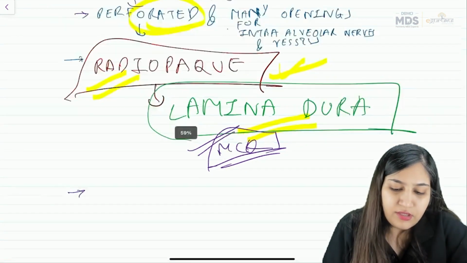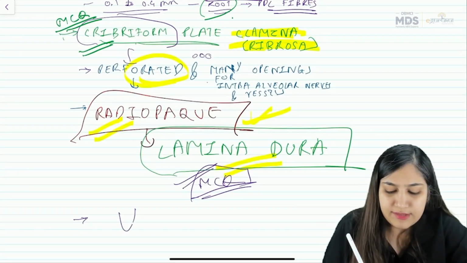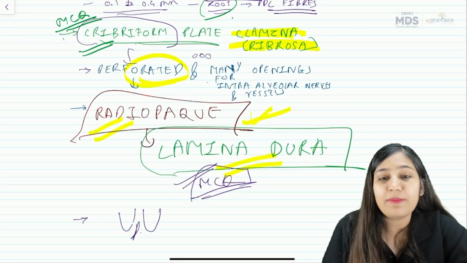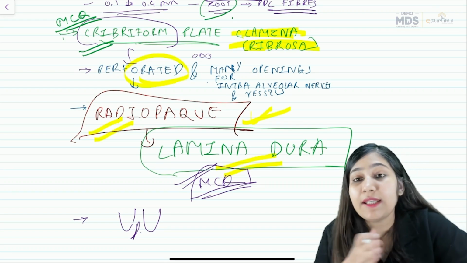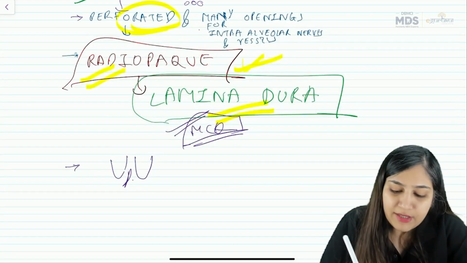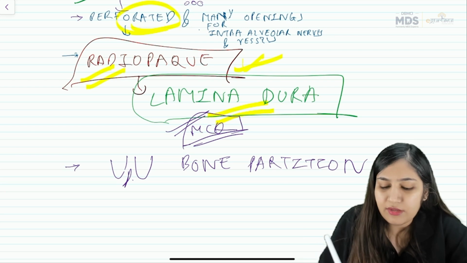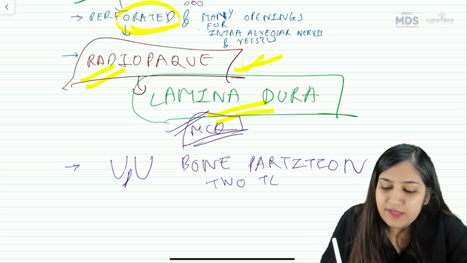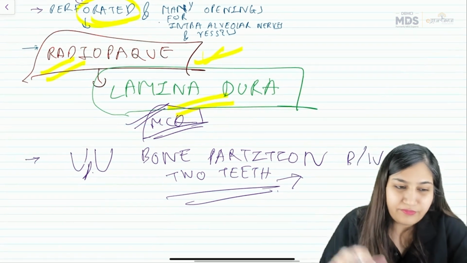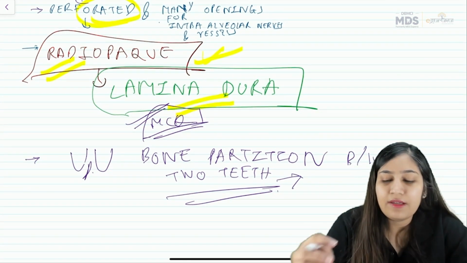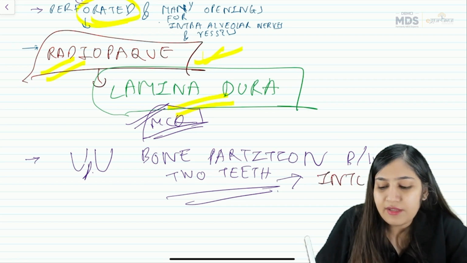Now the bone partition between two teeth. The bone partition between two teeth is known as interdental septum. Between means inter, teeth means dental. Interdental septum.